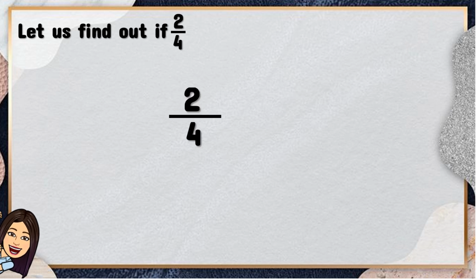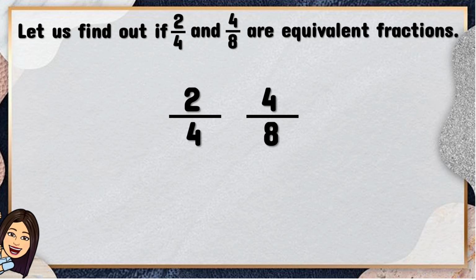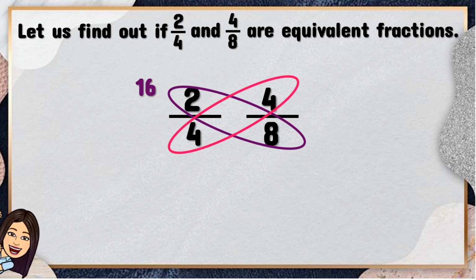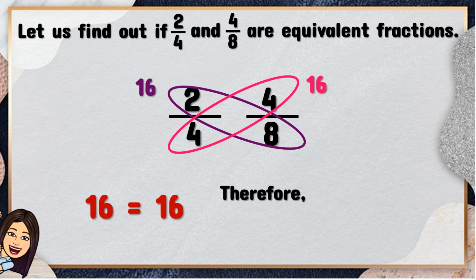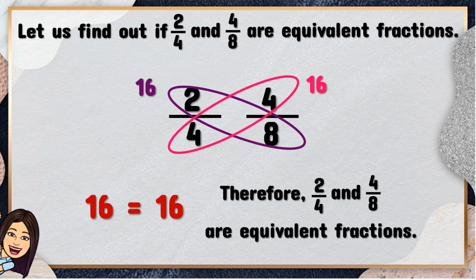Let's have another example. Let us find out if 2 over 4 and 4 over 8 are equivalent fractions. Again, let us start by multiplying the numerator 2 and the denominator 8. 2 times 8 is 16. Next, let's multiply the numerator 4 and the denominator 4. 4 times 4 is equal to 16. And the product of these two fractions is 16. Therefore, 2/4 and 4/8 are equivalent fractions.